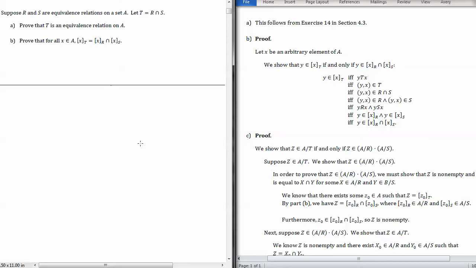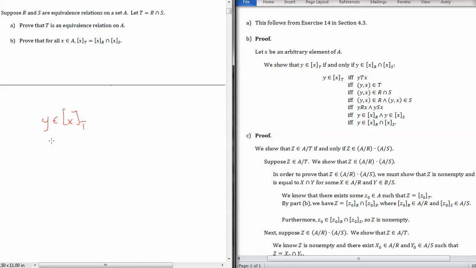All right, so the main thing I want to focus on here are parts B and C. And in part B, we're supposed to show that the T equivalence class of an element X in A is equal to the intersection of the R equivalence class with the S equivalence class. And so one way to think about this would be, what does it mean for Y to be an element of the T equivalence class of X?